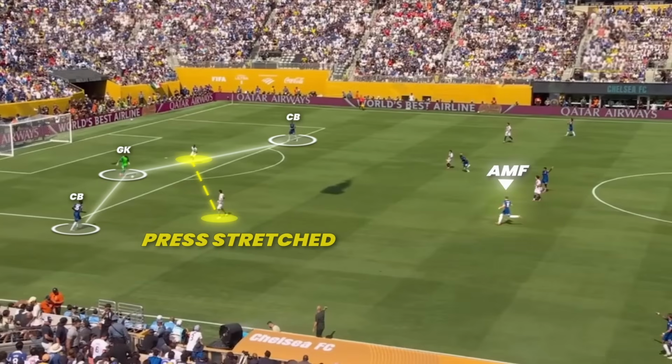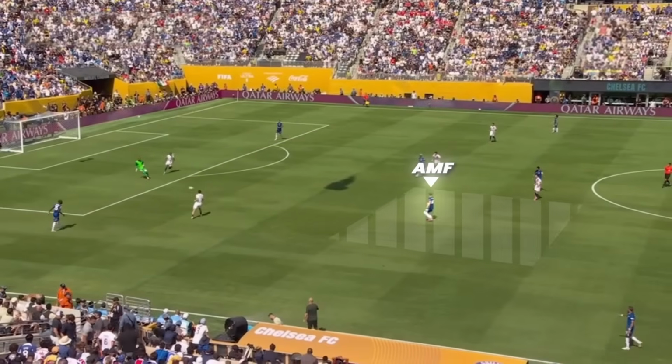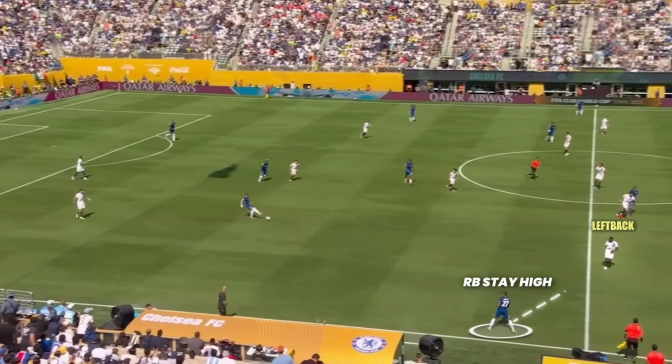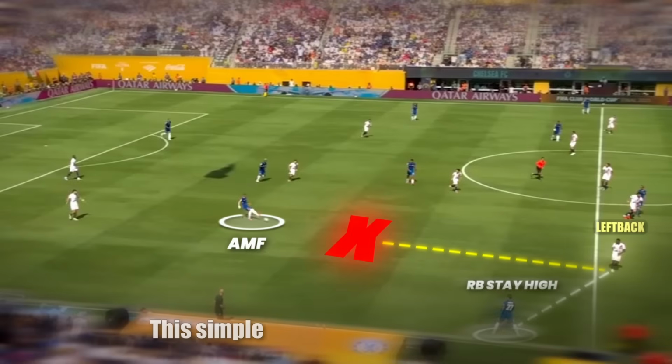Now the attacking midfielder drops in the same half space, while the fullback stays high to pin the left back, so that he can't press the attacking midfielder. This simple idea even created a goal. But before that, let's see another interesting sequence.